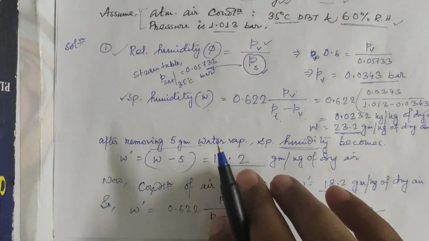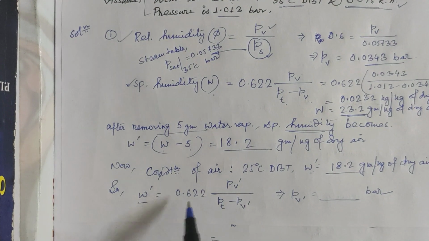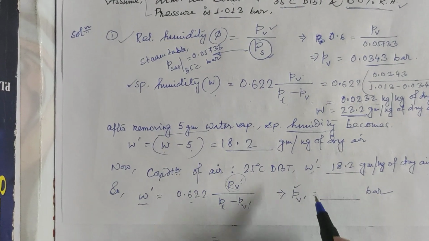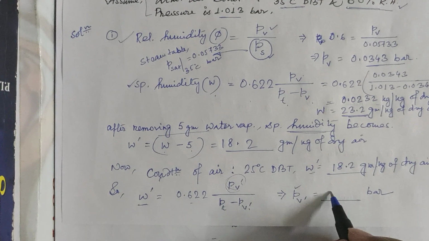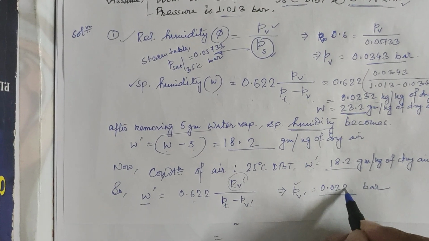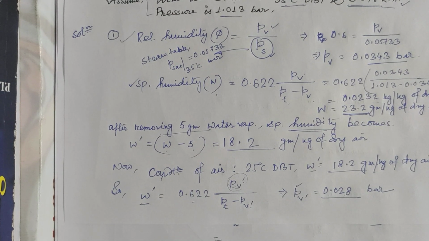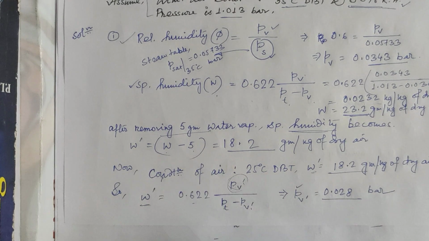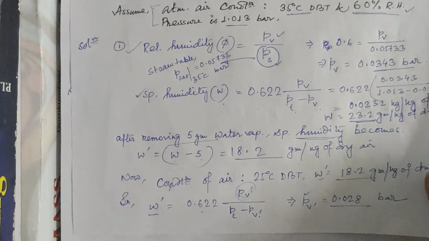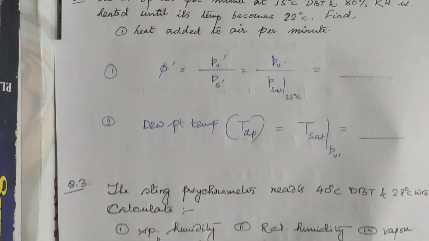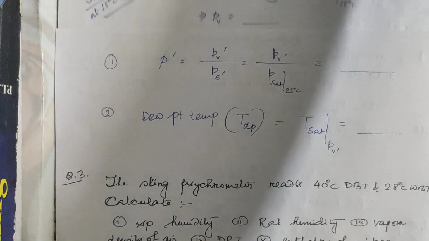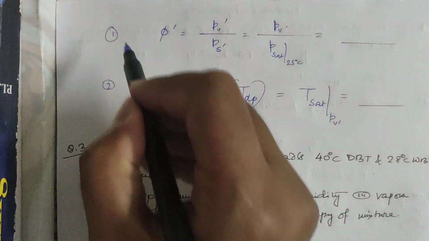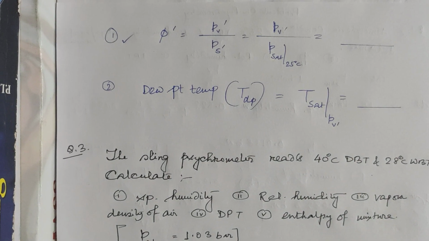Again from the same equation, with the new value, we can find PV dash, the new partial pressure of water vapor, which by calculation is 0.028 bar. So this one is known. From this we can find the dew point temperature as well as the relative humidity.